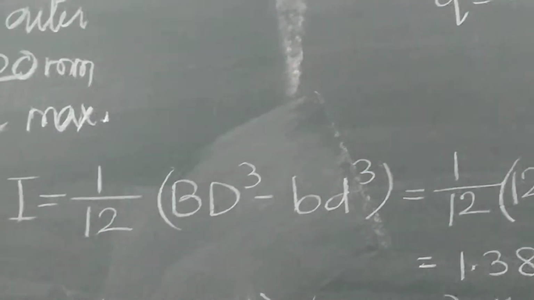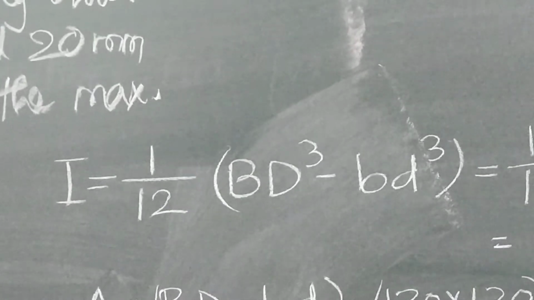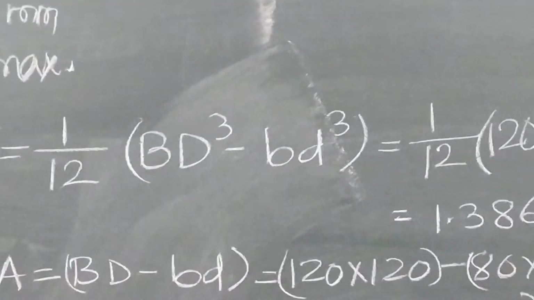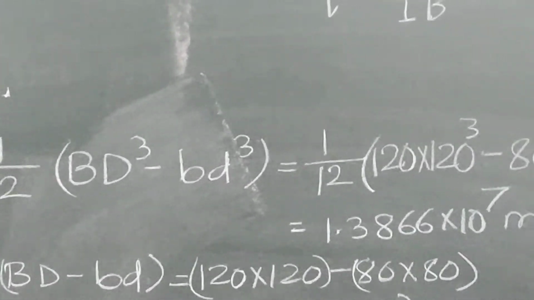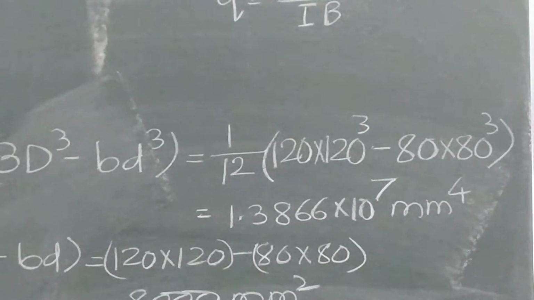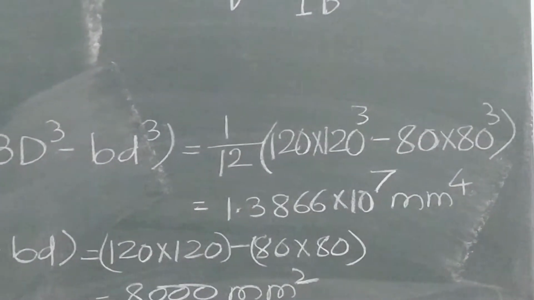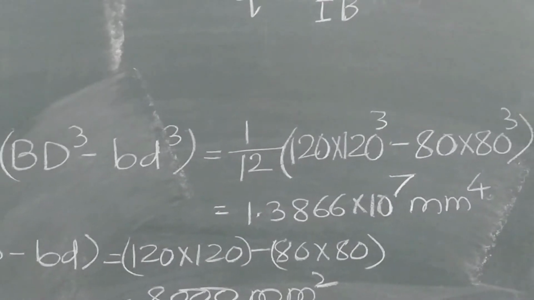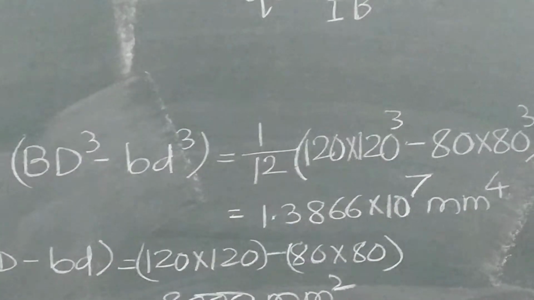Start with moment of inertia, I is equal to 1 upon 12 (capital BD cube minus small bd cube), that is 1 by 12. The given dimensions are 120 by 120 cube minus 80 by 80 cube. That comes out to be 1.3866 into 10 raised to 7 mm raised to 4.